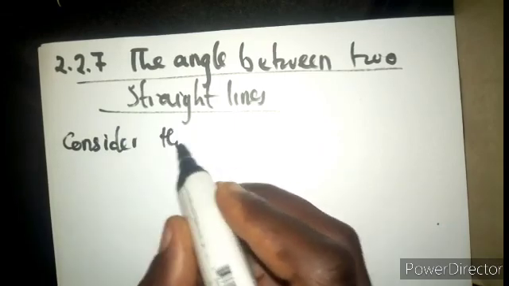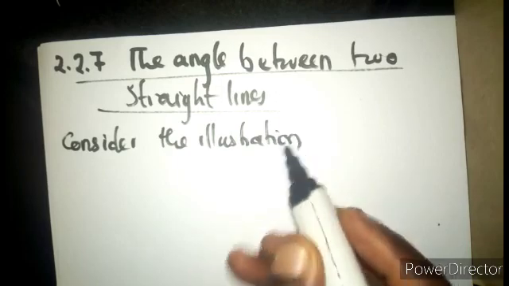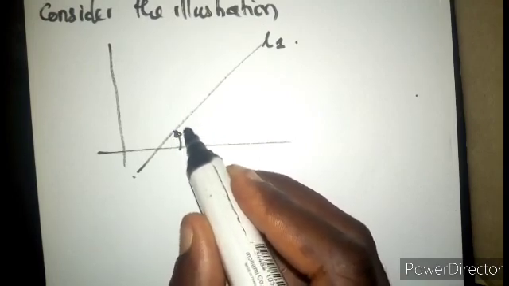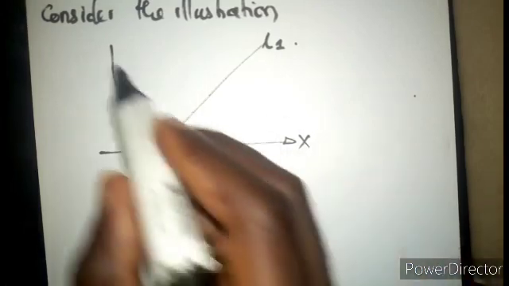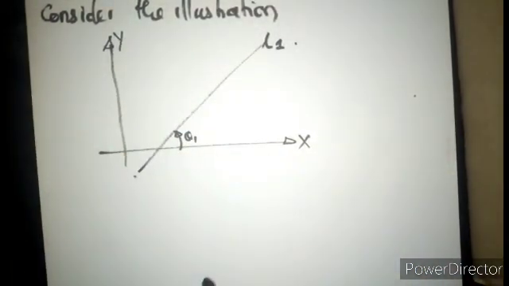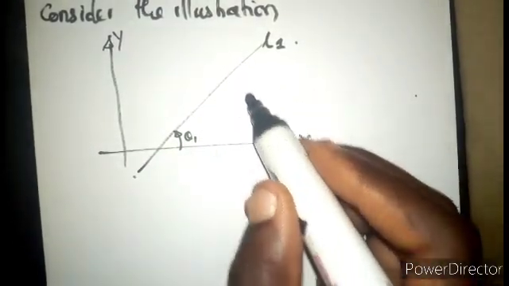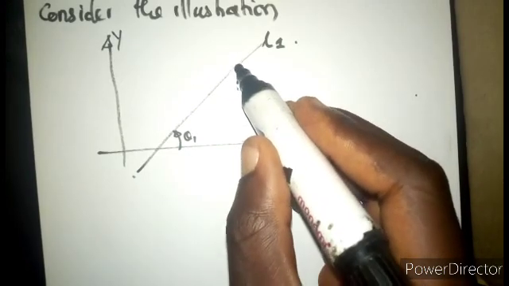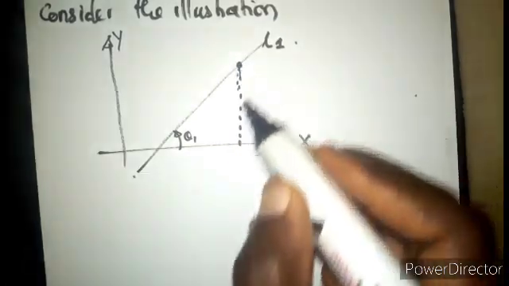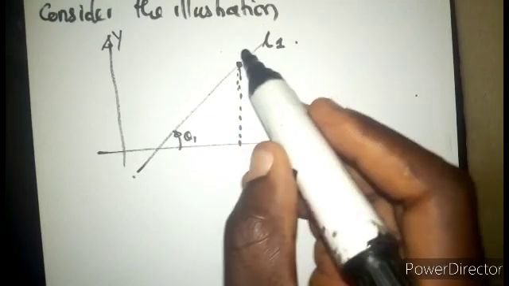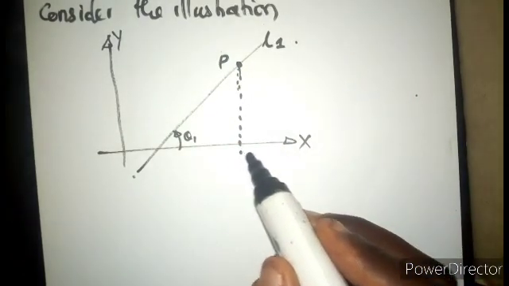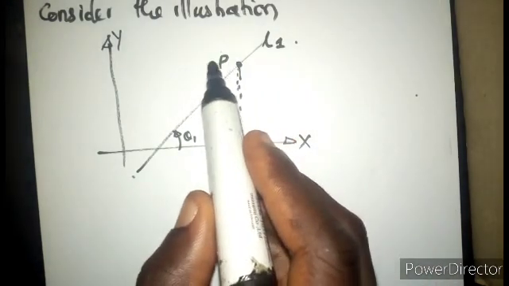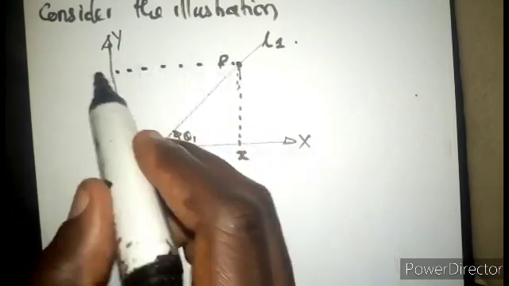Consider the illustration. We have a line here, we can call it L1. Notice that this line makes a certain angle, let's say theta 1, with the x-axis. This is our y-axis. Now the gradient of this line is obtained by considering a particular point here. I consider this point P. We call the value of x here x, and its corresponding y value is y.